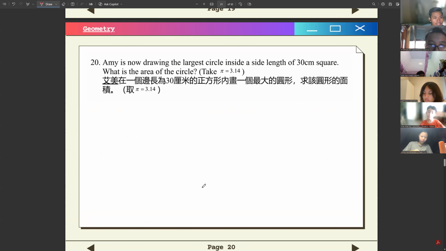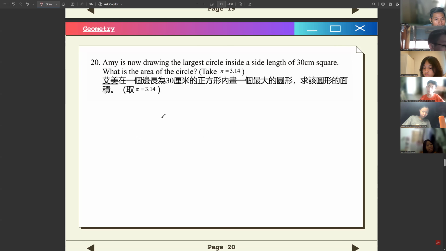Amy is now drawing the largest circle inside a square with a side length of 30 centimeters. So let's try to illustrate. Let's say this is your square. This is, let's make it better. Or at least try.